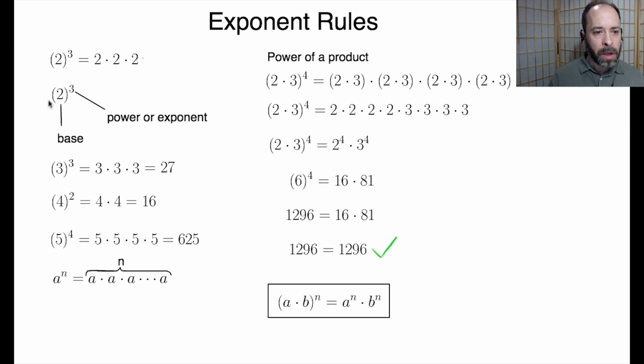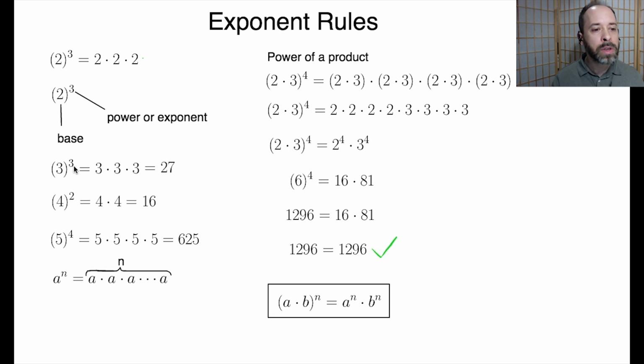Terminology. This number, the 2, is called the base. The 3, or the number we're raising to the power of, is called the power, or the exponent. We can do other things with bases and exponents.